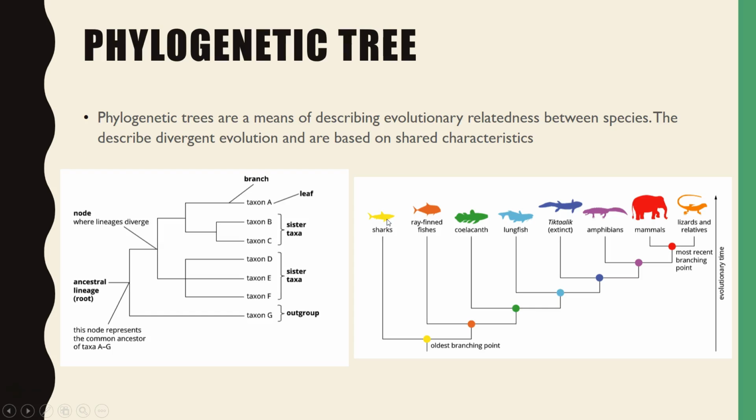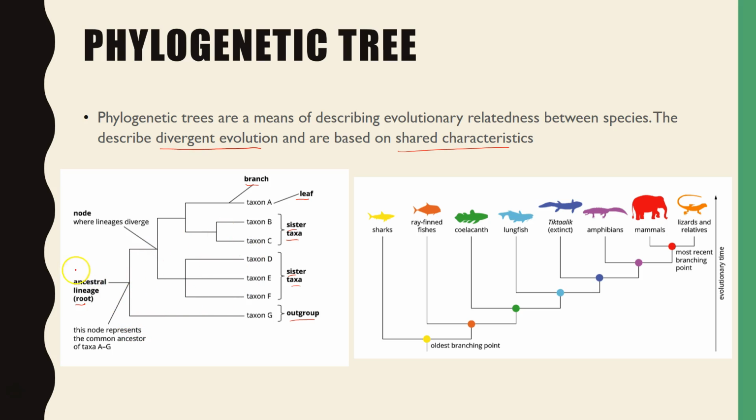So phylogenetic trees are ways of describing evolution or evolutionary relatedness between species, and they typically describe divergent evolution based on shared characteristics. So this is a description of what a phylogenetic tree looks like. You're not required to name or be able to describe the specific subgroups or specific parts or components of this phylogenetic tree. This is just showing you a description of what is happening.